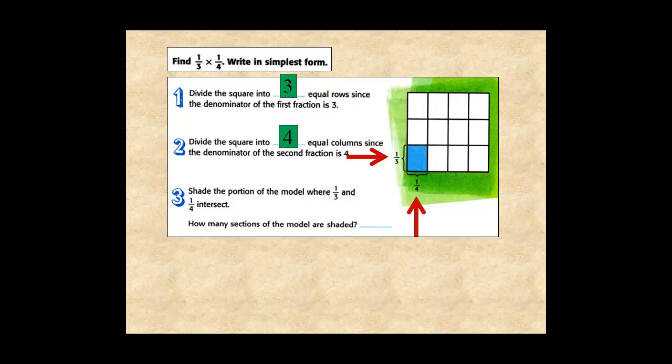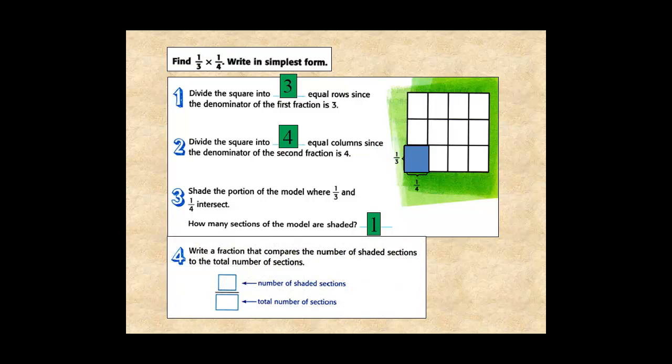Then shade the portion of the model where 1/3 and 1/4 intersect. One section of the model is shaded. So now you can write the product. The numerator is the number of shaded sections. The denominator is the total number of sections. So the product of 1/3 and 1/4 is 1/12.